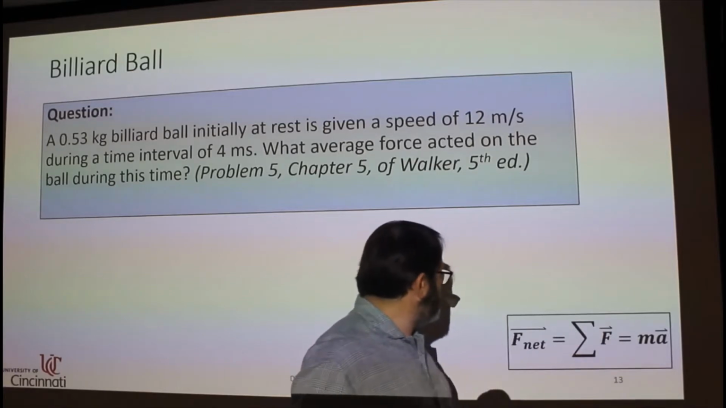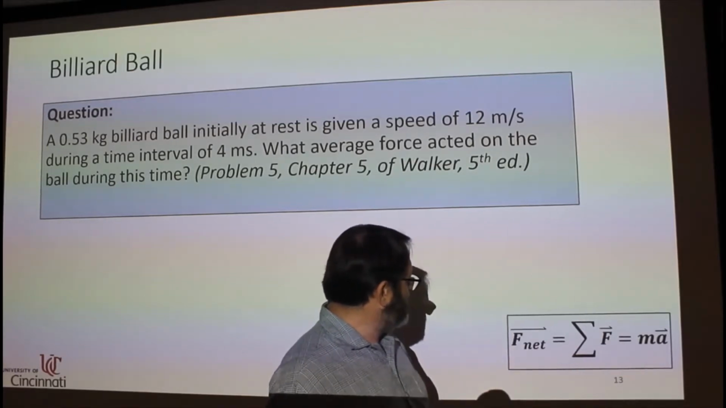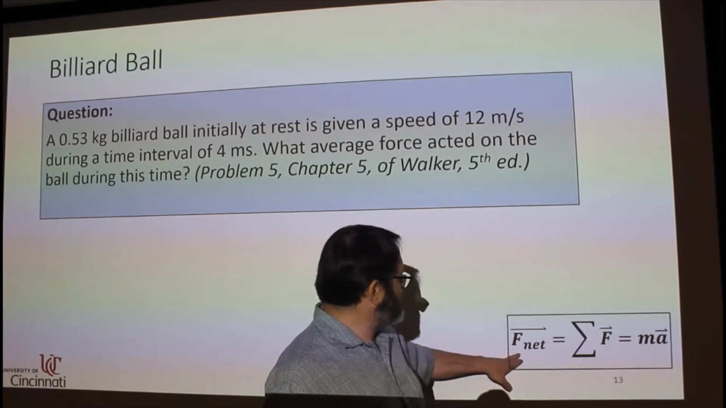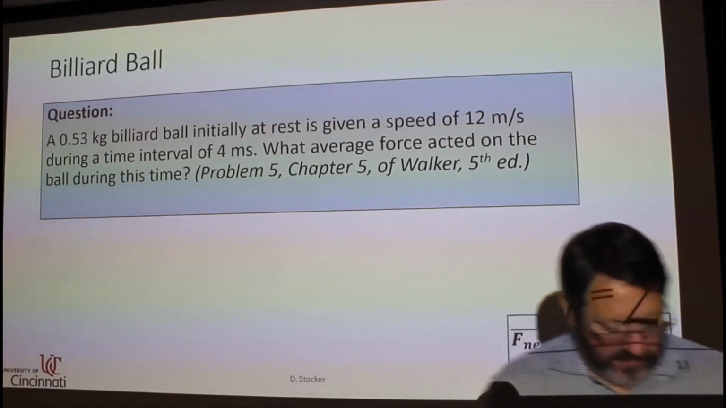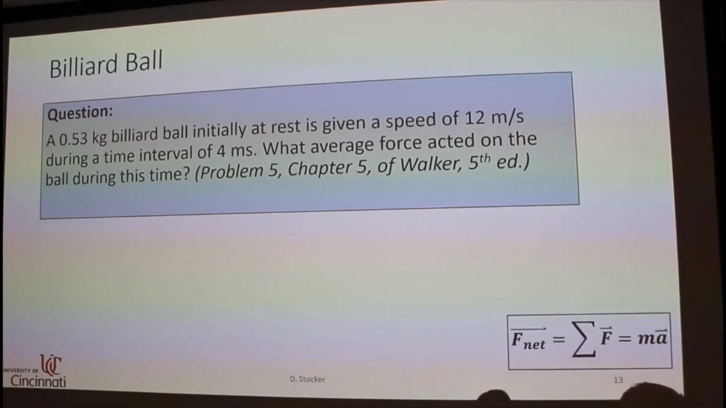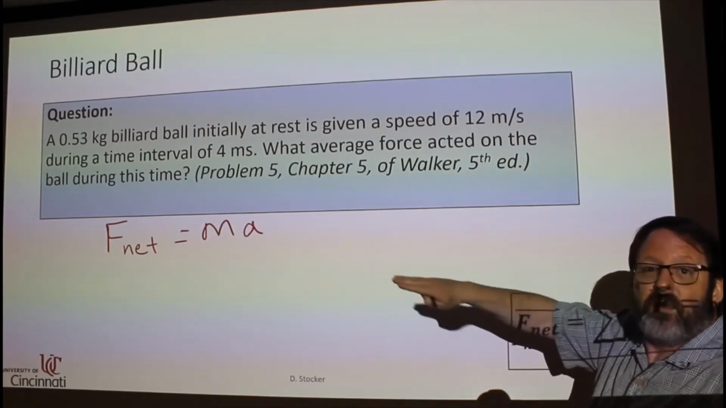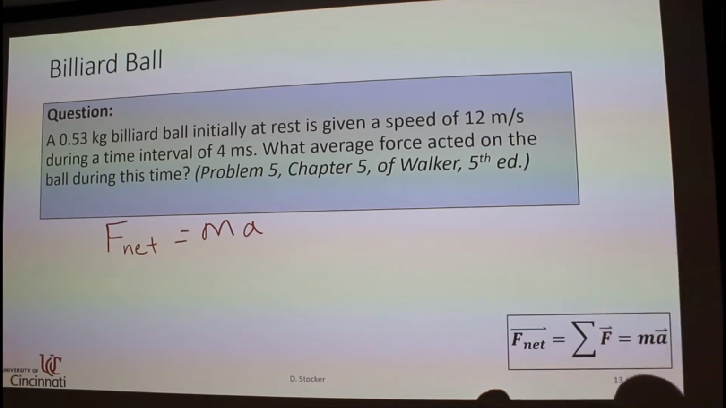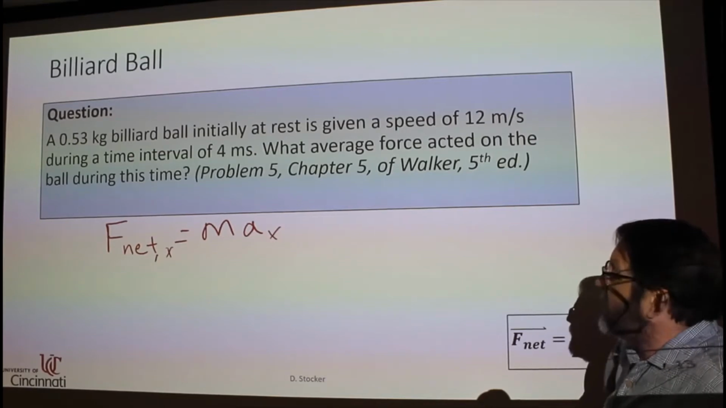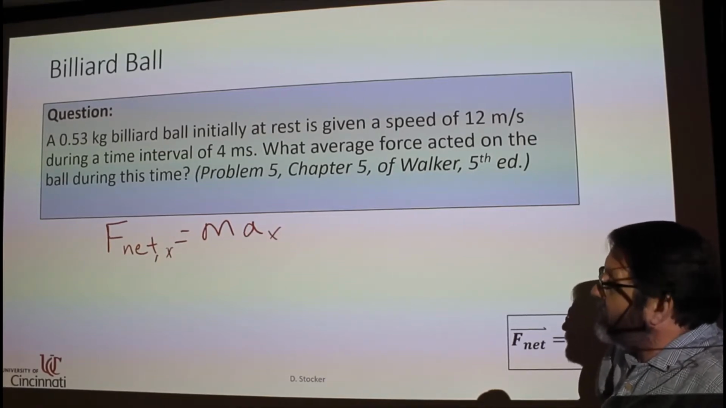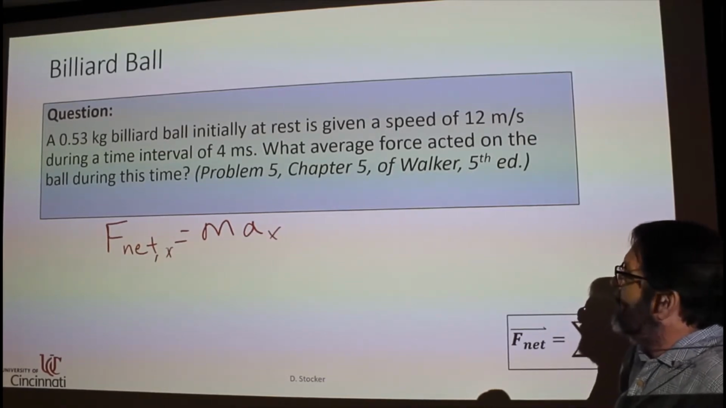Well, our only equation that we have for this chapter is this one, so it must be important. The net force is ma, so I'll start there. F net equals ma. It doesn't tell what direction. We'll assume it's the horizontal direction, so we're only talking about the x direction. So mass times acceleration in the x direction, force in the x direction. Time is in there.